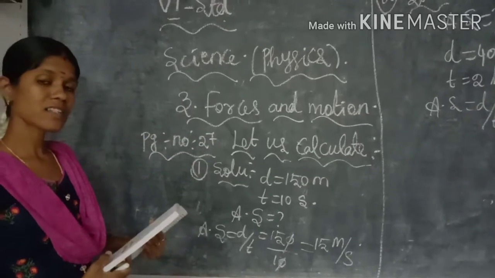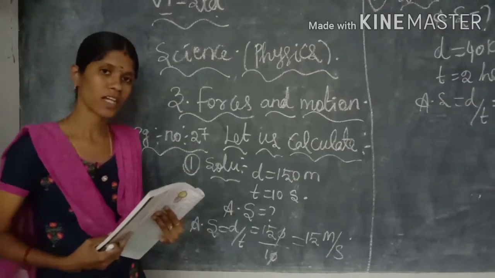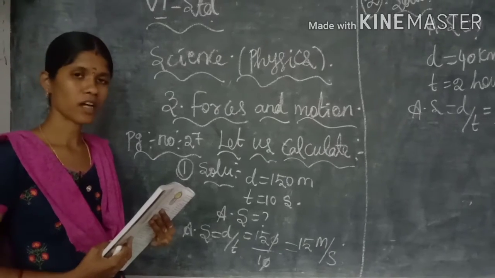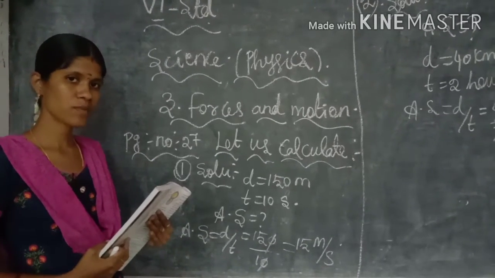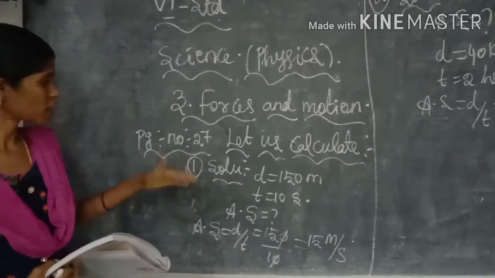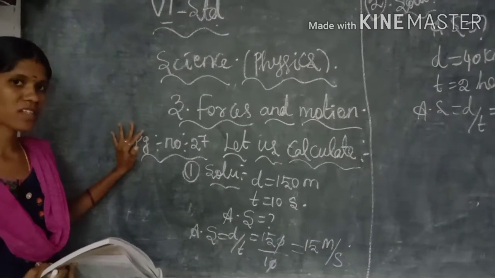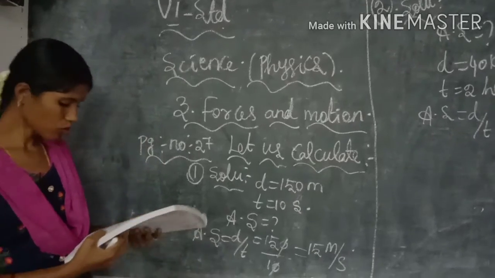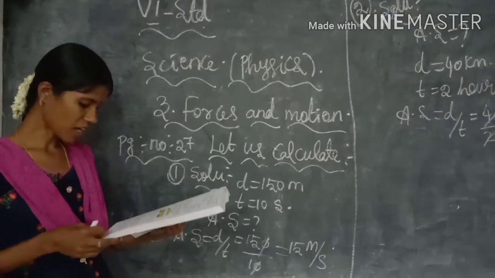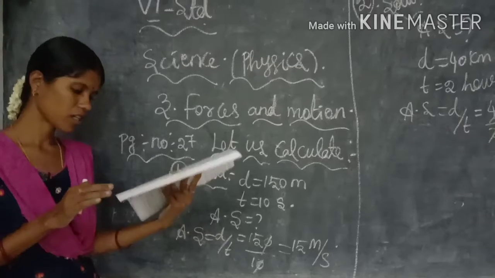In the last class we have seen the types of motion. In that we have seen periodic and non-periodic motion and also the definition of speed and average speed. To continue that lesson, now we are going to learn some problems using the average speed formula. In your book, page number 27, two problems are given under let us calculate.